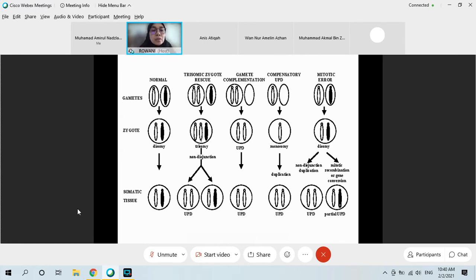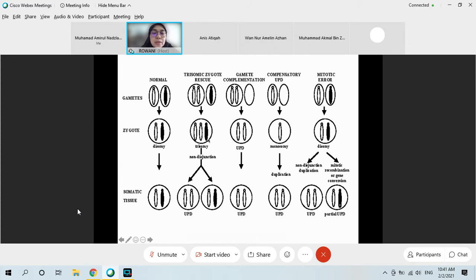So one zygote needs to continue to multiply to finally form a fetus, with different structures and organs. During the first cell divisions, there is a further non-disjunction resulting in two different types of daughter cells, one with UPD, one without UPD. So this is what you call trisomic zygote rescue, an attempt to rescue the zygote by non-disjunction at this point in time.